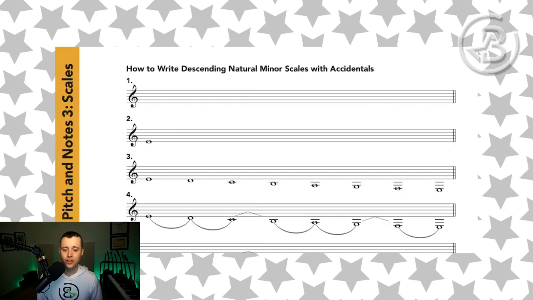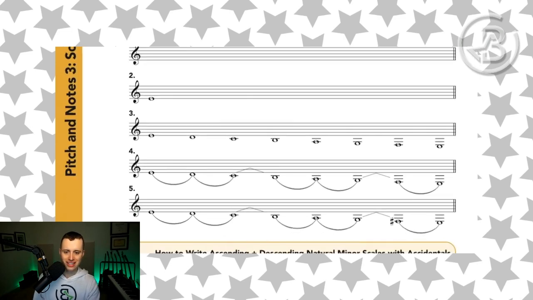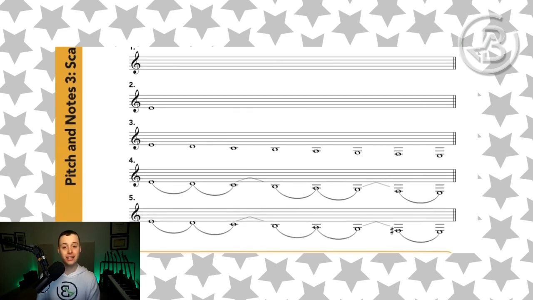In this lesson, you are going to learn how to write descending natural minor scales with accidentals. So we follow exactly the same process as for writing the ascending natural minor scales with accidentals, except obviously we're going to do a descending scale instead of an ascending scale. So step number 1 is to set yourself up with a line of staff with a treble clef and a double bar line. Step number 2 is to pick whatever note you're going to start on. You could start on E5 or E4.